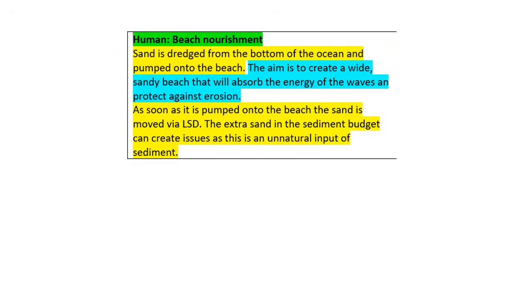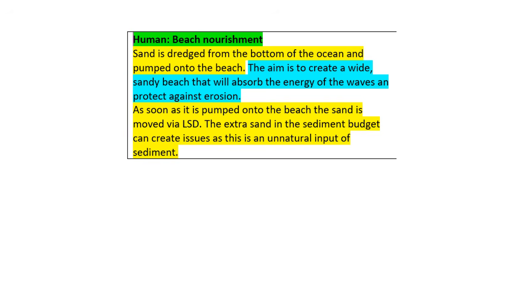Then you've got the human source of sediment through beach nourishment. This is where we dredge the sand from the bottom of the ocean and pump it onto the beach. The aim being that you create a wide sandy beach that will then absorb the energy of the waves and reduce erosion because you've taken the energy out of those waves. However, as soon as you pump that sand onto the beach, the sand gets moved along through longshore drift. And you have to constantly keep replenishing it.